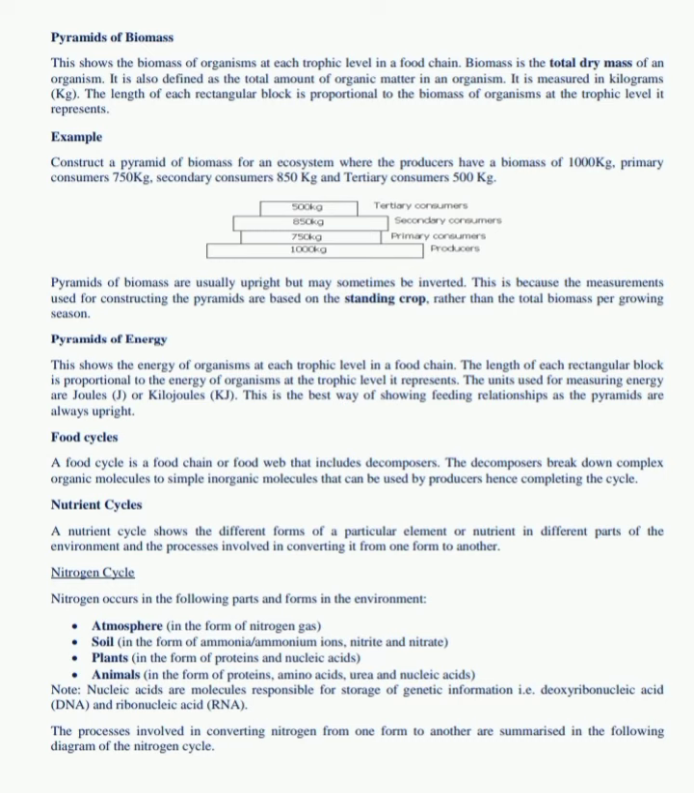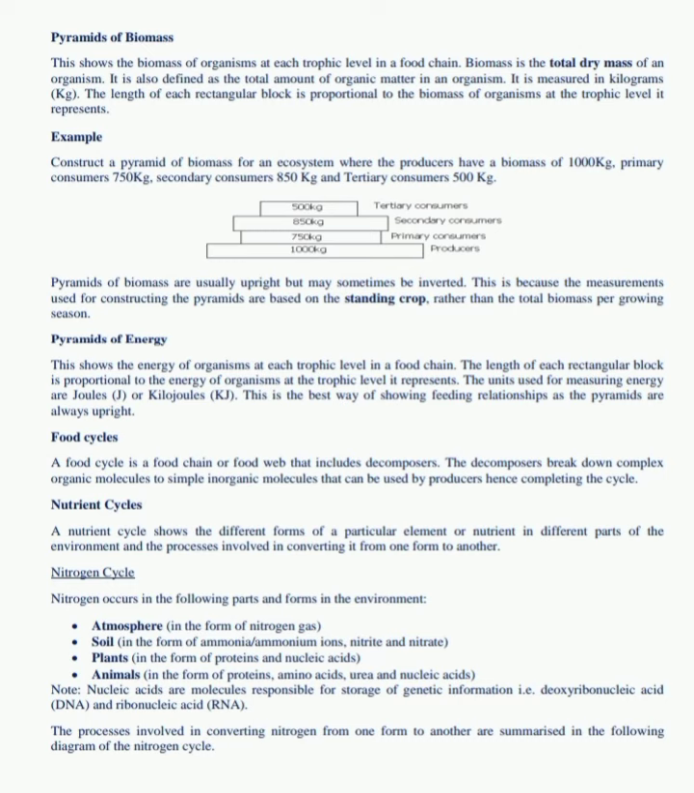So here, on the pyramid of biomass, your pyramid will be showing the biomass of organisms at each trophic level in a food chain, right? Biomass is the total dry mass of an organism. It is also defined as the total amount of organic matter in an organism, okay? This total amount is measured in kilograms, which is in kgs, and just like on the pyramid of numbers, the length of each rectangular block is proportional to its biomass.